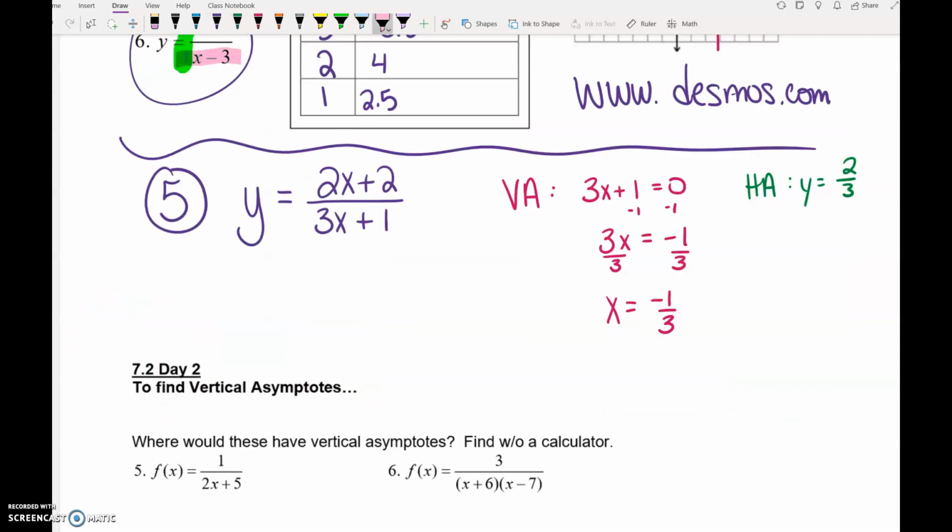Number 5 on the homework assignment's a little bit weird. Notice the vertical asymptote is where the bottom equals 0. So you may have to set up that equation equal to 0 and solve it to get your vertical asymptote. The horizontal asymptote is the numbers in front of the x's in that equation. It is totally fine to have fractions for your vertical asymptote and your horizontal asymptote.